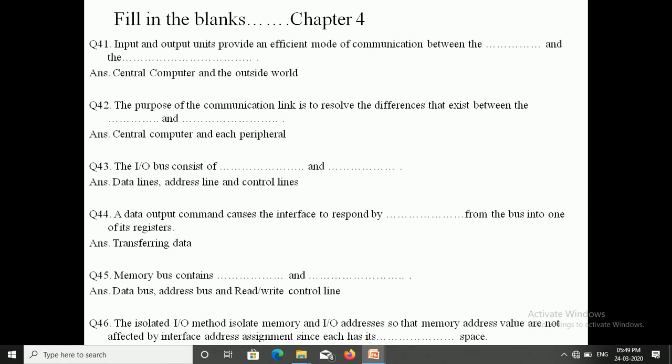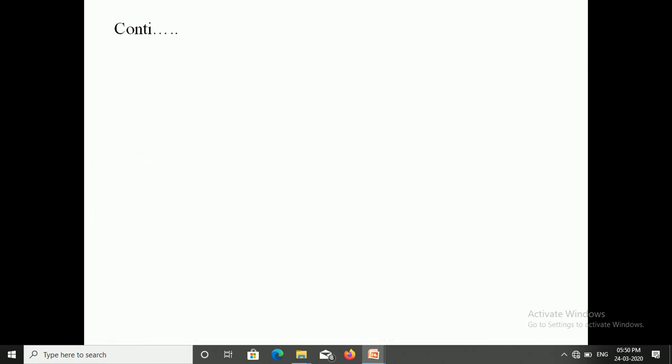The next question is the isolated input output method isolates memory and input output addresses so that memory address values are not affected by interface address assignment since each has its own address space. The own address space is required to isolate the memory and input output devices from the CPU. The correct answer is own address.